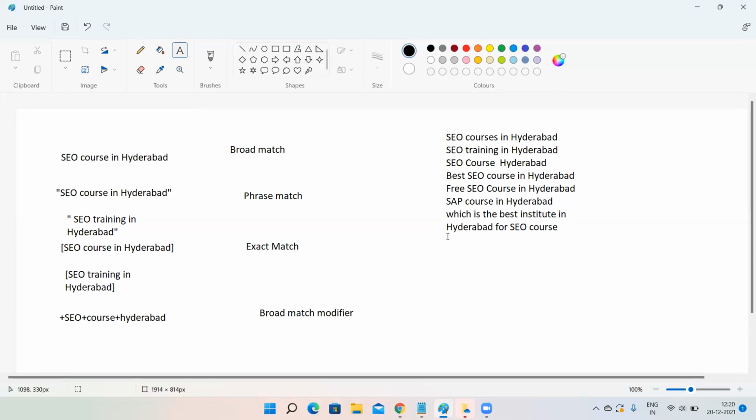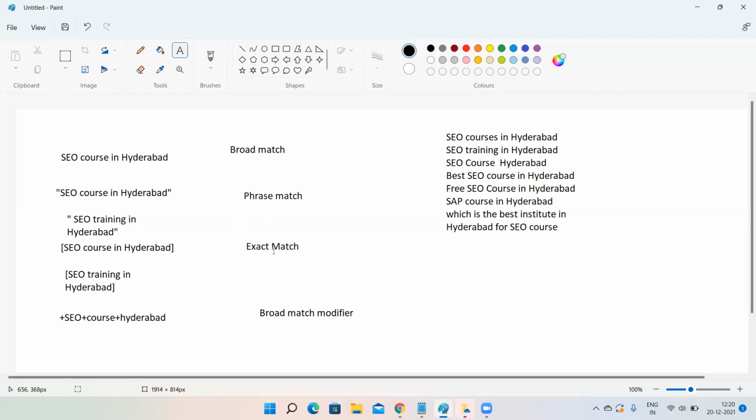Broad match modifier is good for the people who are experts in Google Ads. And it is for the ones who want to target long tail keywords. Now, this is known as long tail keyword, which is the best institute in Hyderabad for SEO course. So if you want to target long tail keywords, then it is really good for them. But otherwise, as a newcomer or as a fresher in Google Ads, never go for broad match modifier, because you'll not understand unless you'll be losing money. If any expert is there, 100% those experts will go for broad match modifier only. But as a fresher, always go for phrase match or exact match also, for that matter, no problem.